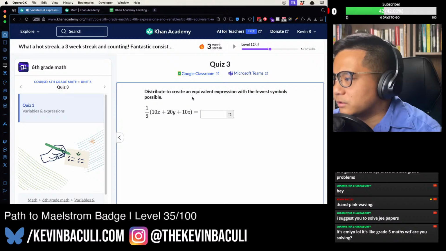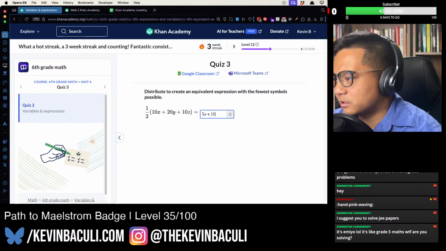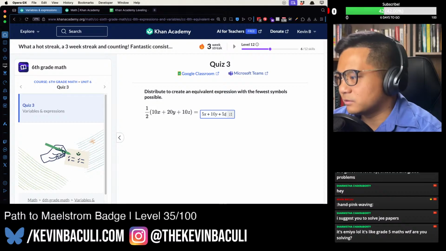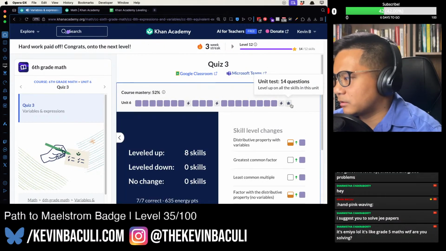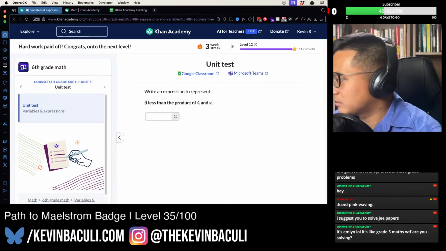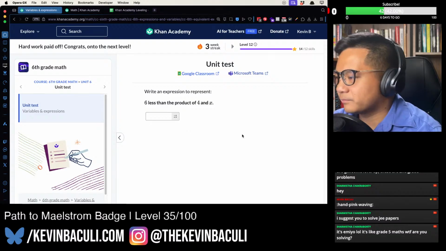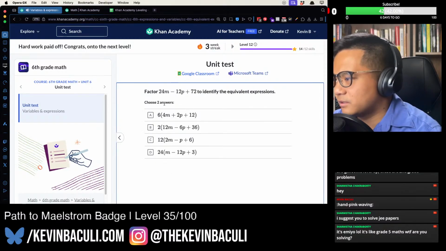Distribute to create an equivalent expression with the fewest symbols possible. 5x plus 10y plus 5z. It's pretty easy. Six less than the product of 4x minus 6. Factor out of 12. So 12 2m p. Yes. And you can factor out of 6. 4.